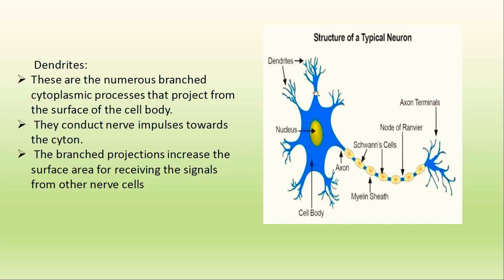Next we have dendrites. So what are dendrites? They are nothing but the numerous branched cytoplasmic processes that project from the surface of the cell body or cyton. They conduct the impulse towards the cyton, and the branched projections increase the surface area for receiving the signals from the other cell.